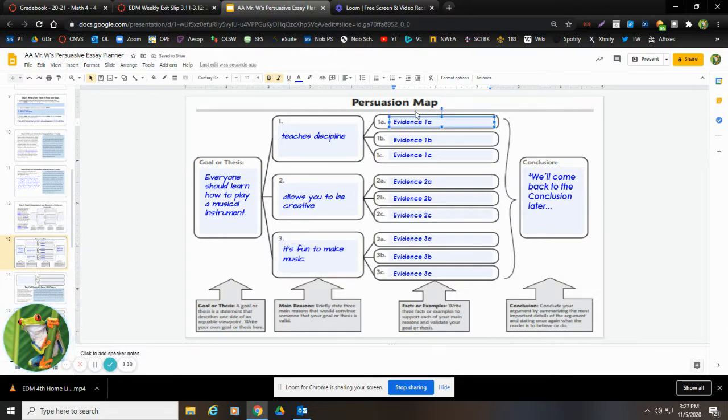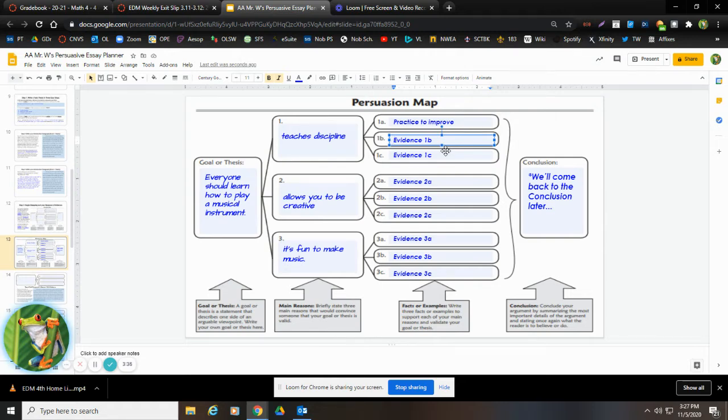some evidence. So how does learning to play a musical instrument teach you discipline? Well, first of all, you have to practice, okay? If you want to learn how to play, you have to learn by practicing. You learn by doing, okay? Now, notice I didn't write a complete sentence there. I just wrote a phrase.